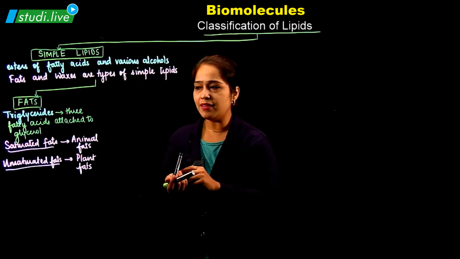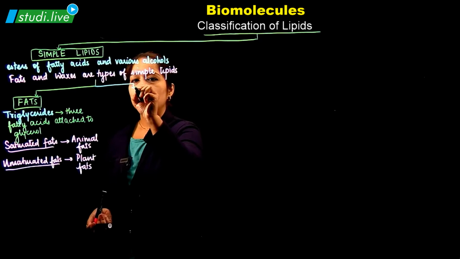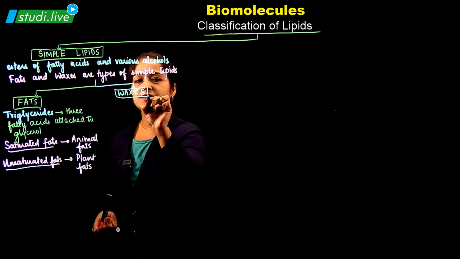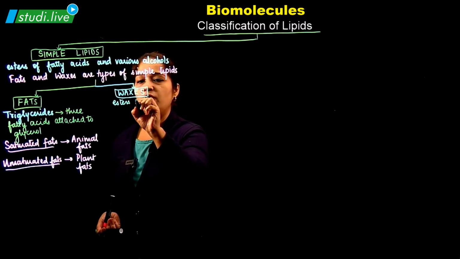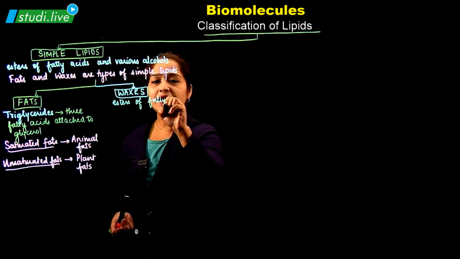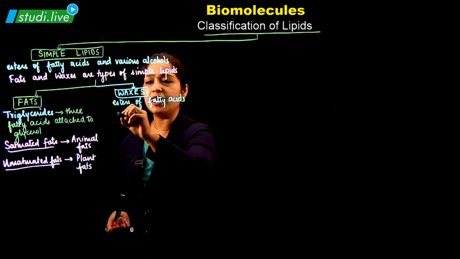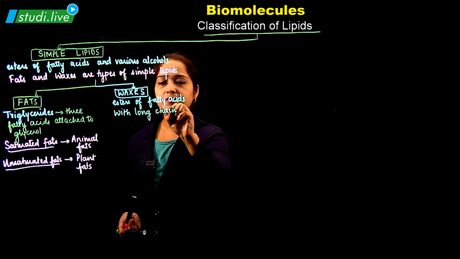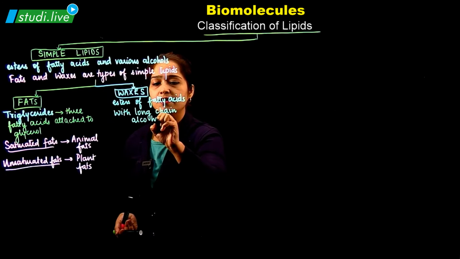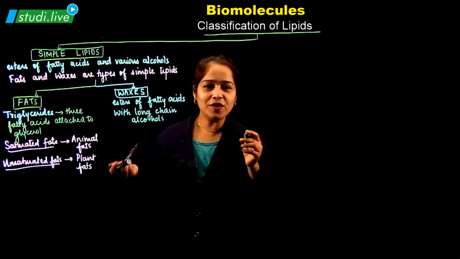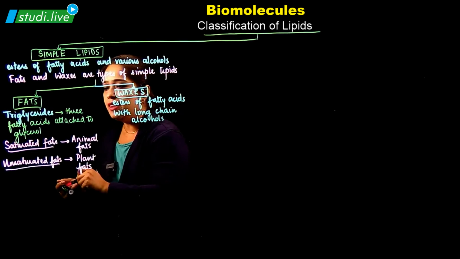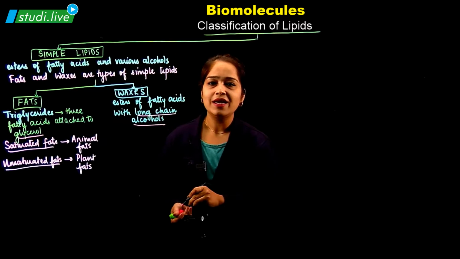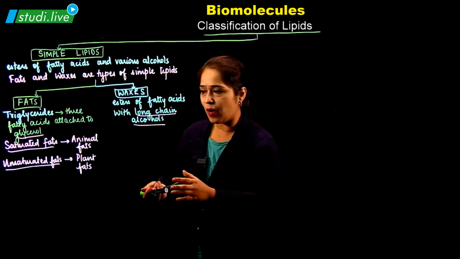So when we compare this with the waxes, what is the difference between fats and waxes? Waxes are esters of fatty acids with long chain alcohols. So the difference is the alcohol: in fats we had glycerol and in waxes we have long chain alcohols. Let us see the difference between fats and waxes.